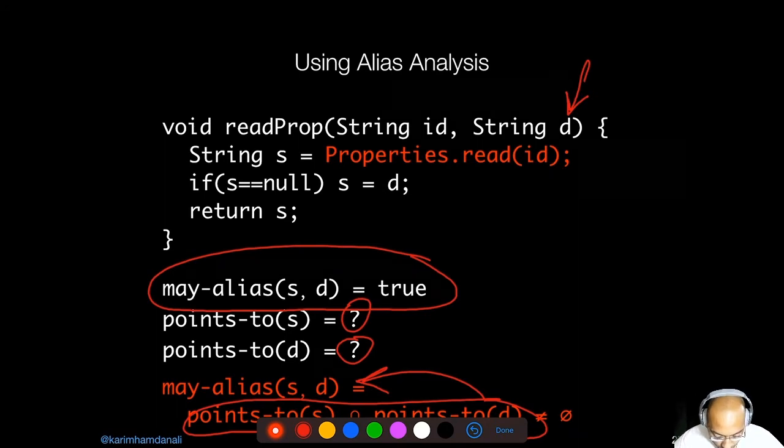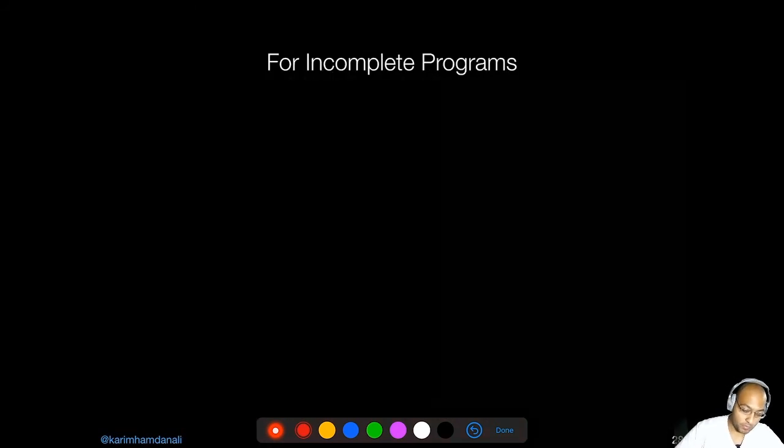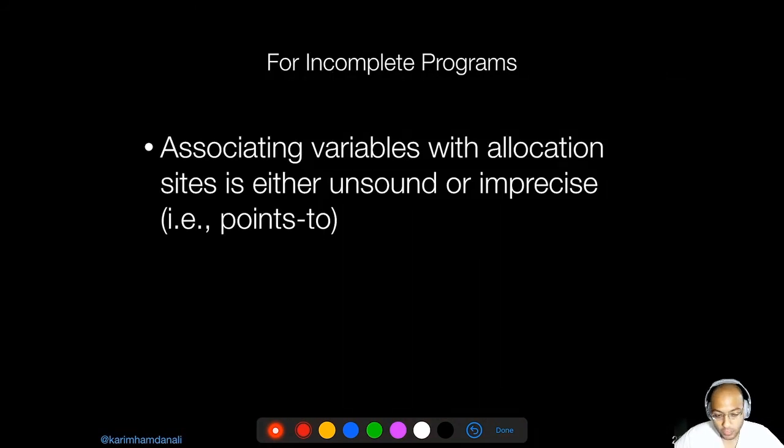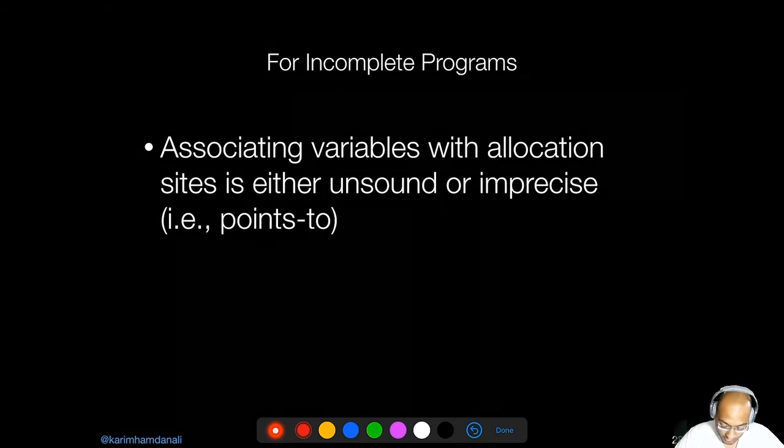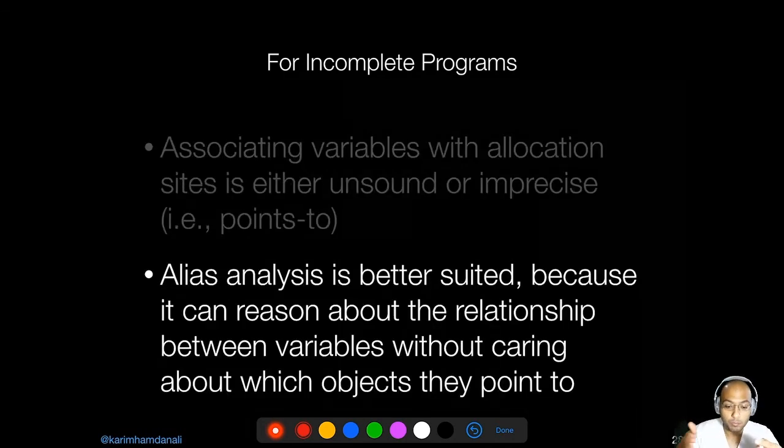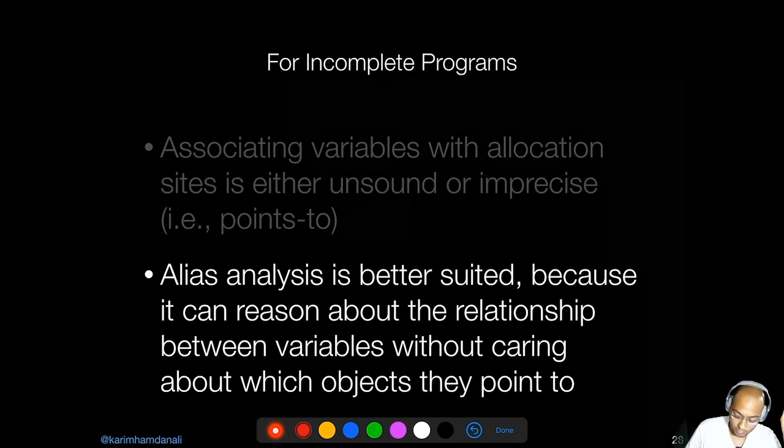Cool. So generally speaking, for incomplete programs like the one we have just seen an example of, associating variables with allocation sites is either unsound or imprecise, because you don't get the accurate points to information. So in this case, alias analysis is better suited to reason about the relationship between those variables without actually caring too much about the objects that they may point to. So this is just to summarize what we've discussed so far.